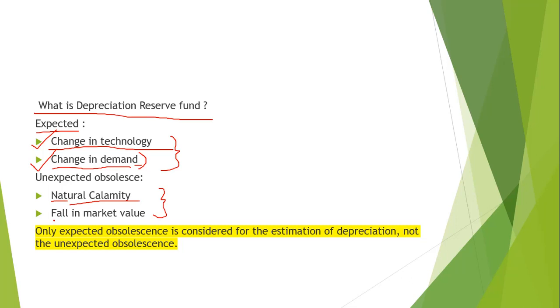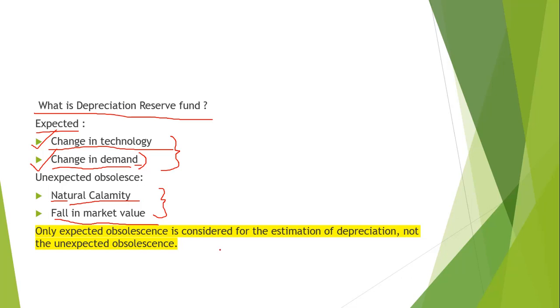And the fall in the market value can happen when, suppose, an economic recession starts and the GDP starts falling. During that time your capital stock will become obsolete.